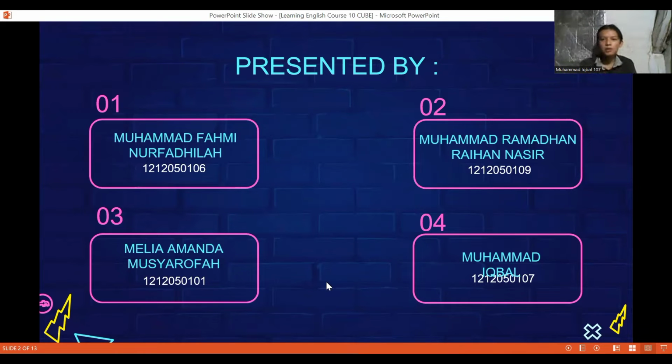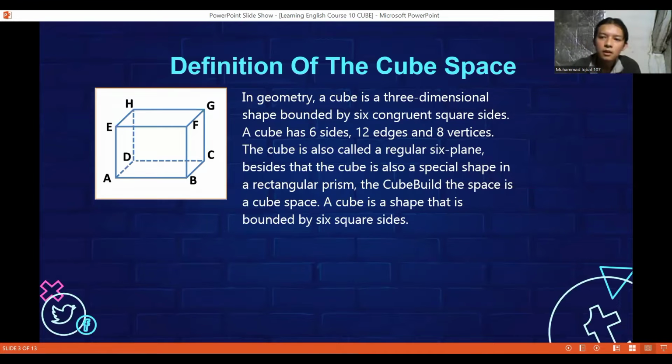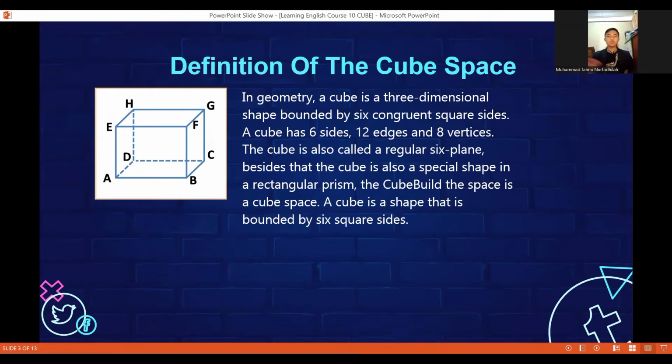So without further ado, Fahmi will explain about the definition and the characteristic. Fahmi, time is yours. Okay, thanks to Brother Iqbal. Can you give me time to explain about the definition and characteristic of the cube space.